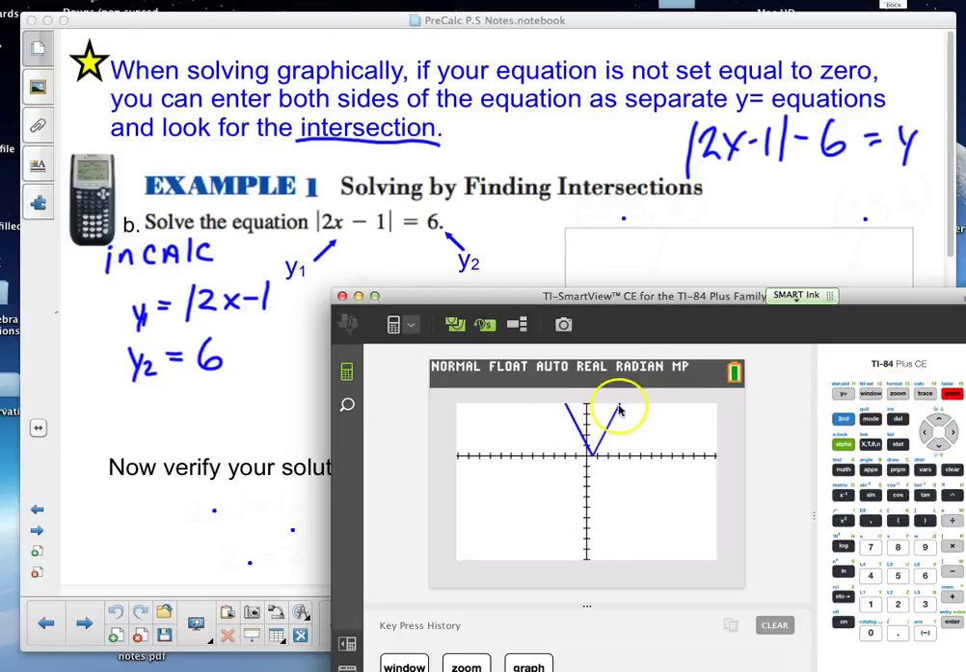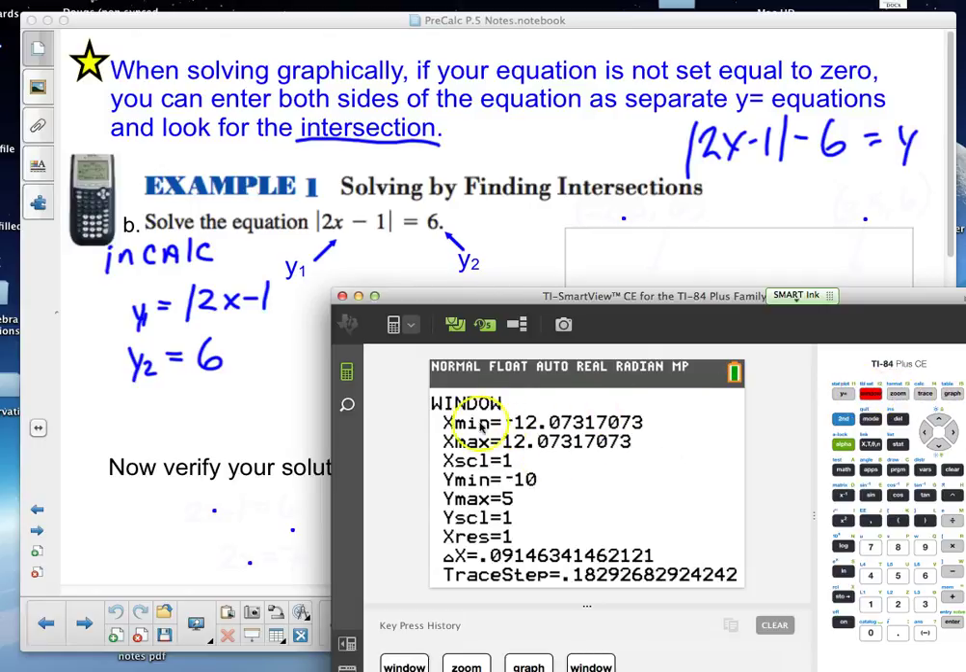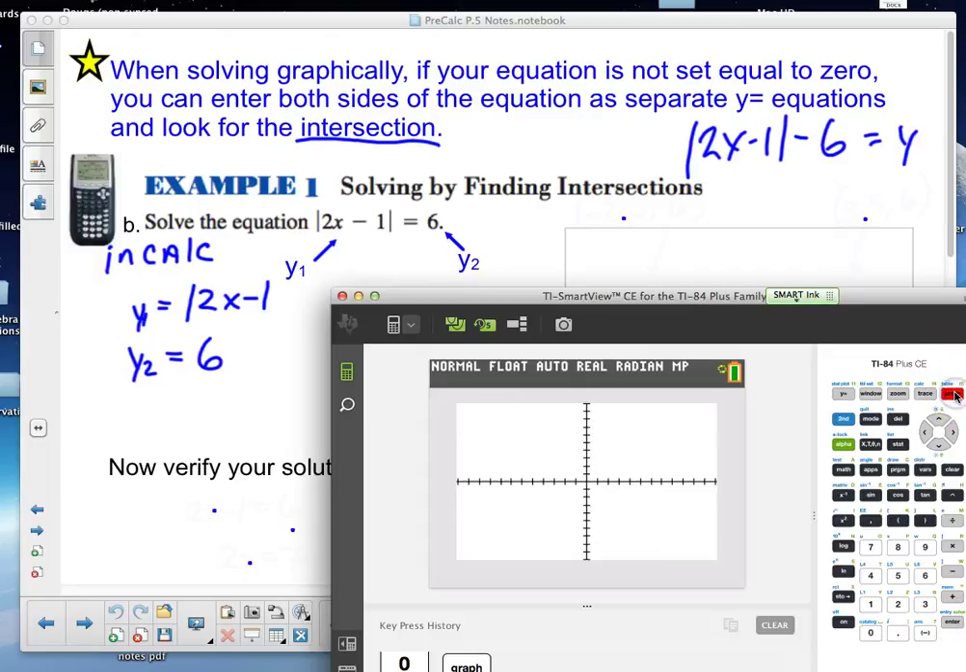And I graphed it, and I don't see my 6. 1, 2, 3, 4. Oh, 5. I should have checked my window a little closer because I had the X max and X min, but I did not pay attention to my Y max. So we're going to arrow down and take care of the Y max. So we made it 10, maybe. Okay, now we're going to graph.